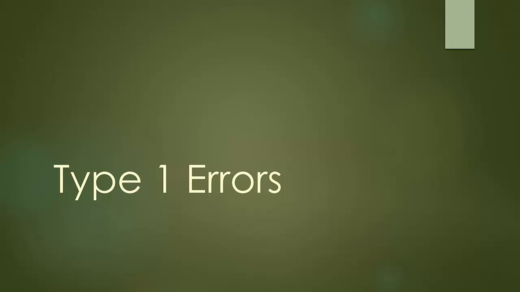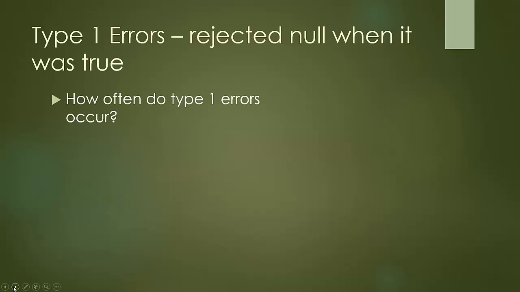We're going to learn a little bit more about type 1 errors. Let's refresh. A type 1 error is when we reject the null hypothesis when it was actually true. So what I want to know is, how often do type 1 errors occur?